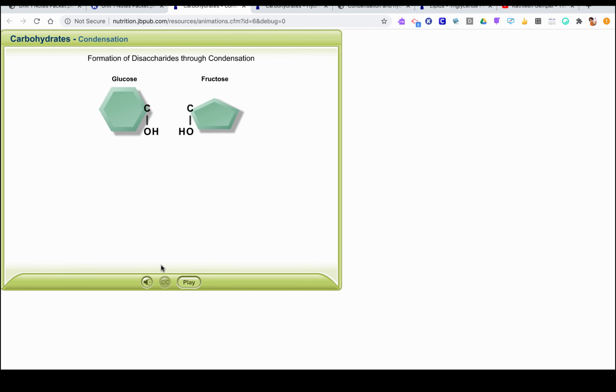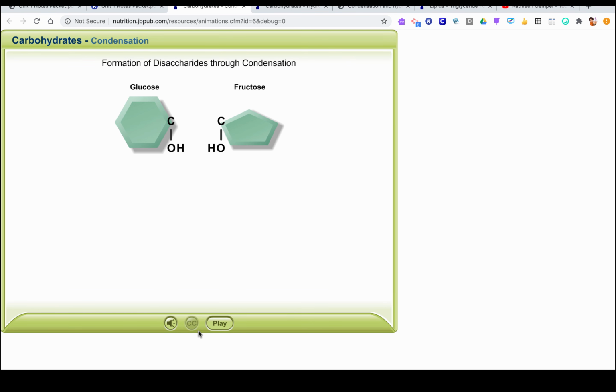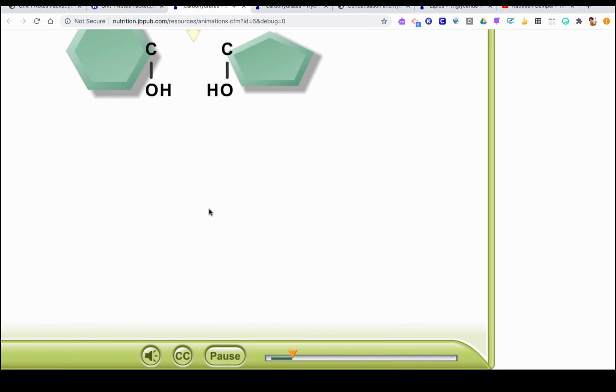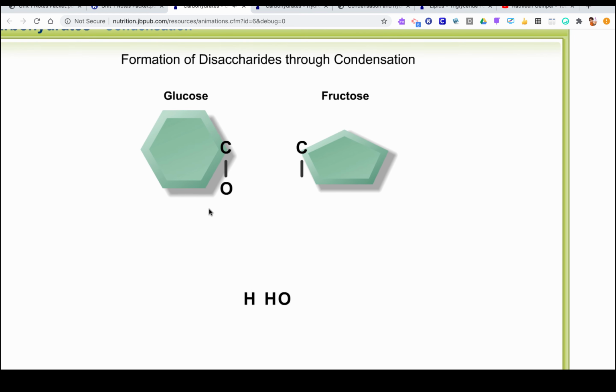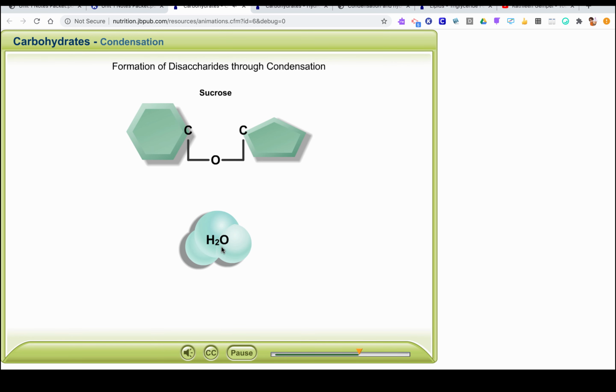And this looks like it's going to be showing the condensation reaction with two different monosaccharides, glucose and fructose. You might remember what that one is. 1 unit glucose, 1 unit fructose. Give you a second to think about that. A condensation reaction joins two molecules together while releasing a molecule of water. The disaccharide sucrose is formed from the condensation of two monosaccharides, glucose and fructose.